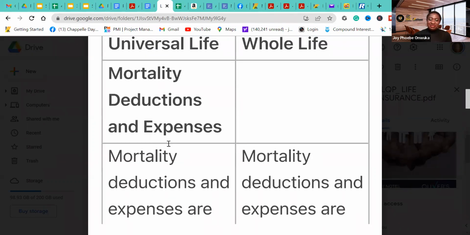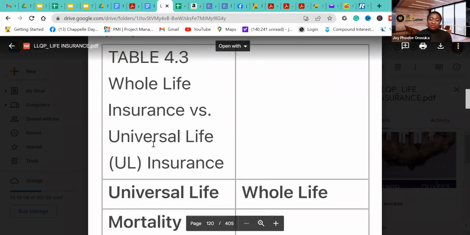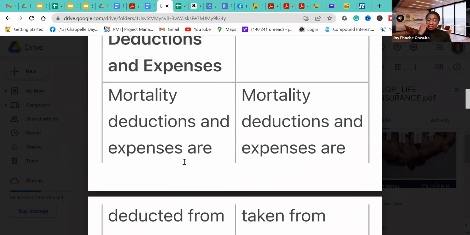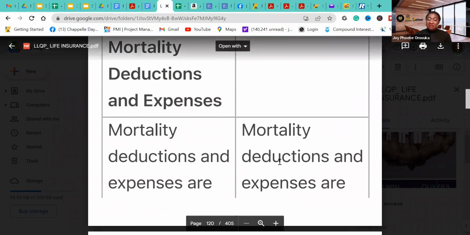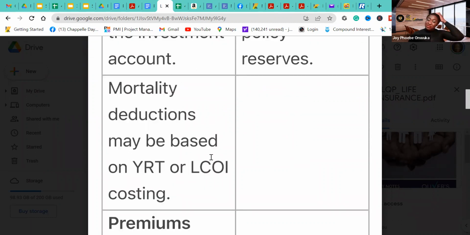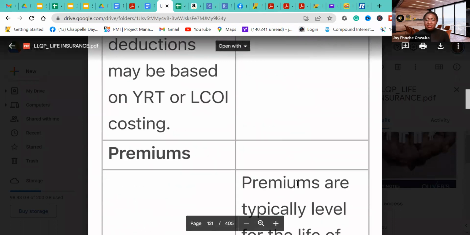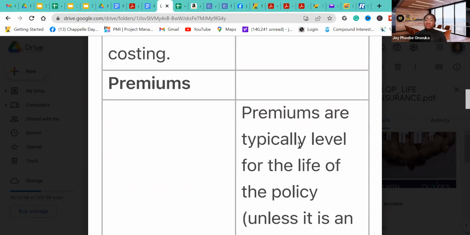Now, mortality deductions and expenses. For universal life, mortality deductions and expenses are deducted from the investment account. Now, for whole life, mortality deductions and expenses are taken from the policy reserves. Now, for universal life, mortality deductions may be based on yearly renewable or level cost of insurance costing. But there's none for whole life because the insurance company manages everything.